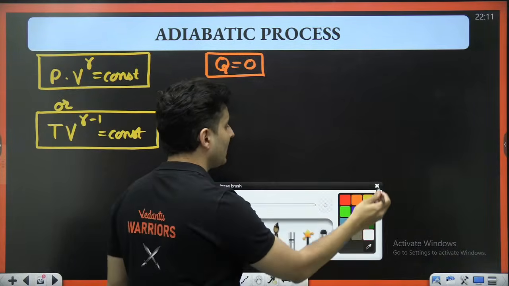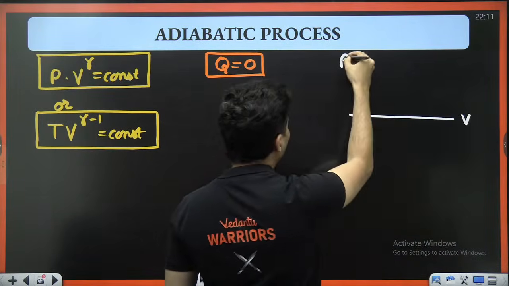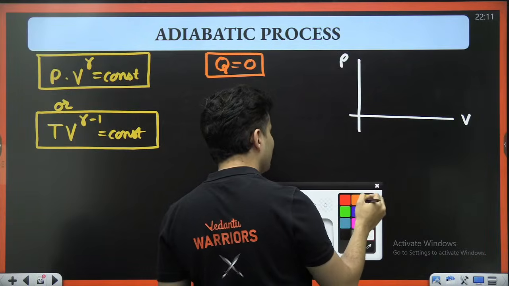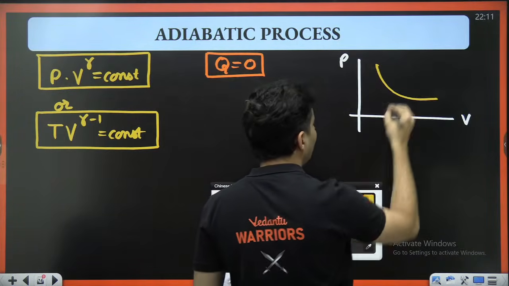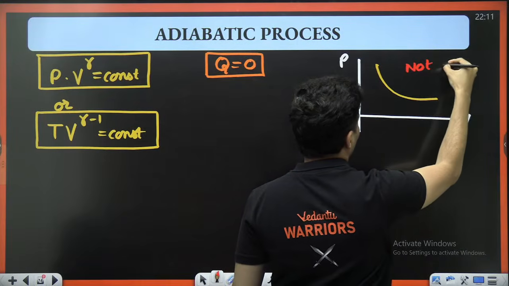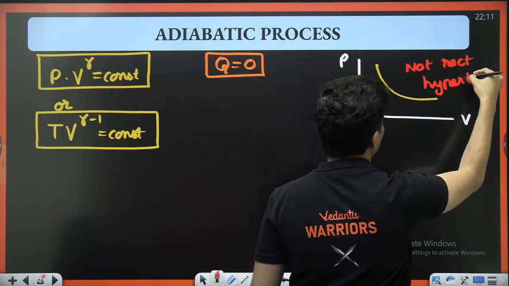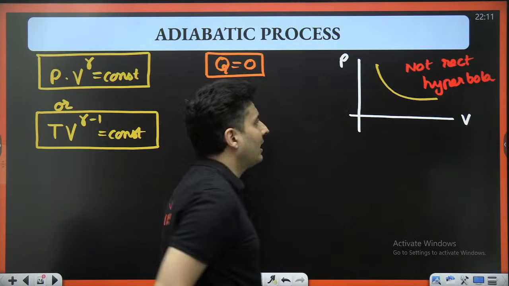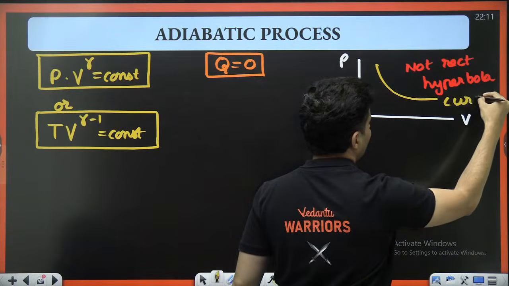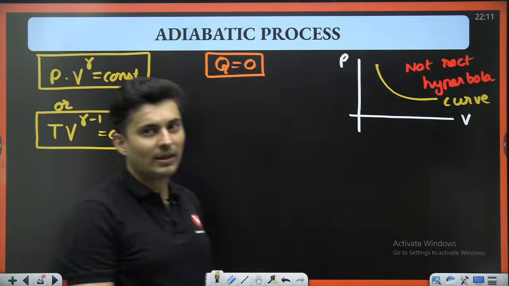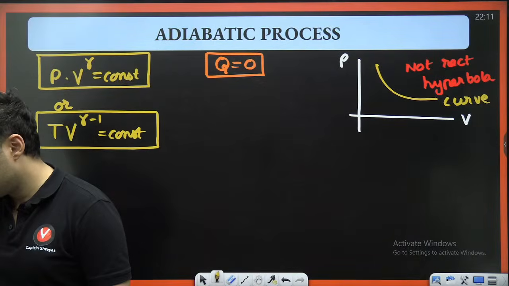Now if you draw the graph of pressure versus volume, it looks very similar, but please keep in mind, it is not a rectangular hyperbola. That's where you can make a mistake. It's just a curve. Don't call it a rectangular hyperbola. Be very careful.